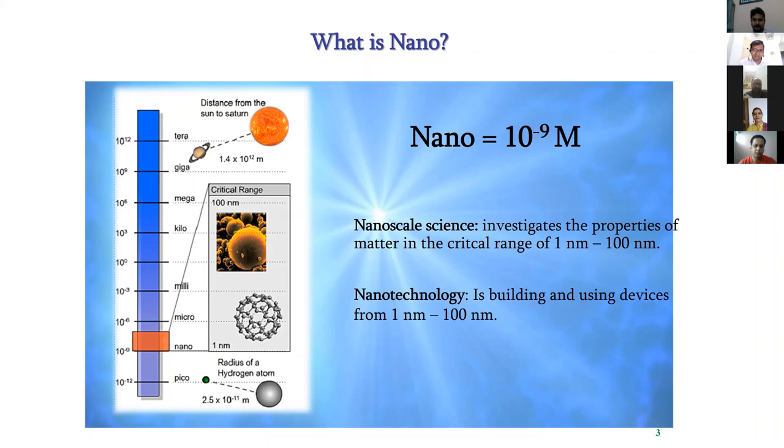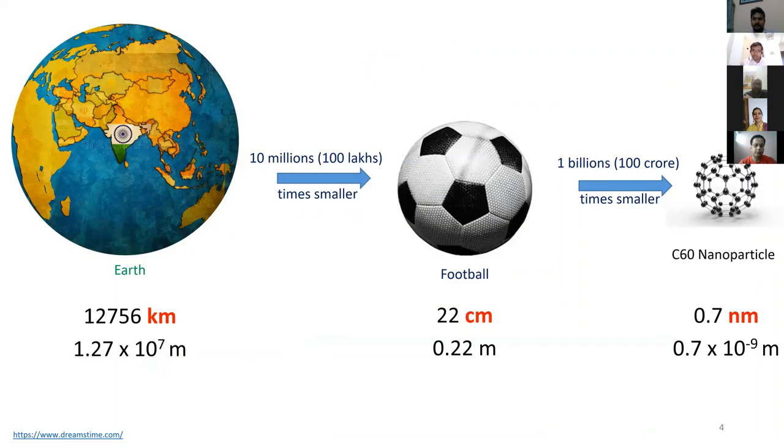If I have 7 meter, and you reduce that size 10 million times smaller, then you get a football, which is 22 centimeter, that is 0.22 meter. But if I want to convert that football into a nanoparticle, a nano football, let us say, then you have to break it into 1 billion times smaller. It's like 100 crore. You have to make 100 crore parts of that football to get the nanoparticle. So that's really, really small.